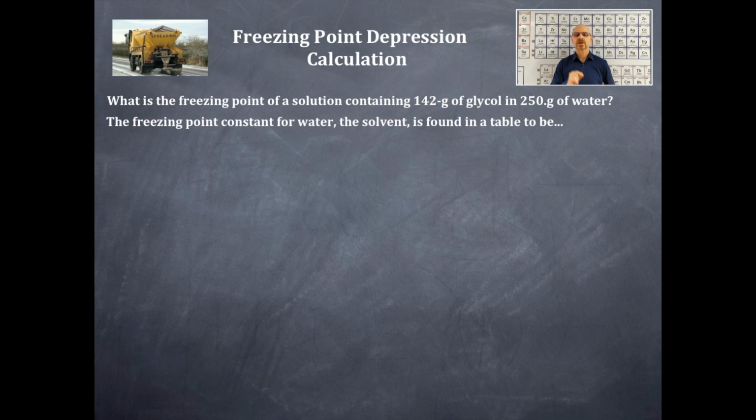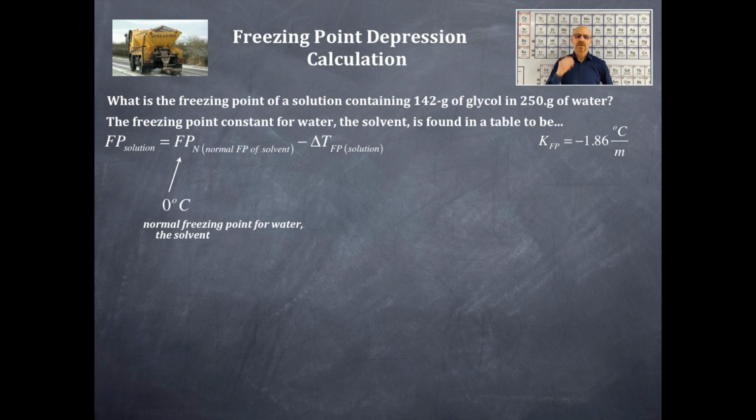The freezing point constant for water, the solvent, is found in a table to be KFP equals negative 1.86 degrees Celsius per molality. All right, so let's use this information and the equations of which we know to do our calculation here. The freezing point of the solution is equal to the normal freezing point of the solvent minus the change in temperature of the freezing point for the solution. So the normal freezing point for the solvent, that is water, is 0 degrees Celsius. This is going to be an exact number because I'm just pulling this out. I didn't bring it up and put it in the problem.